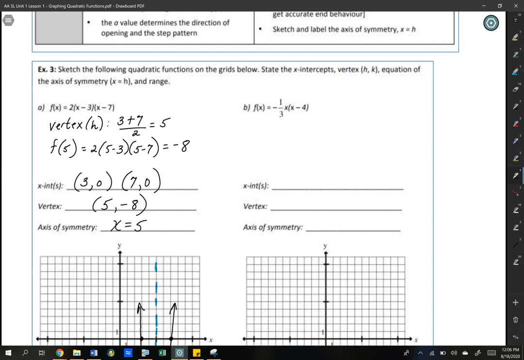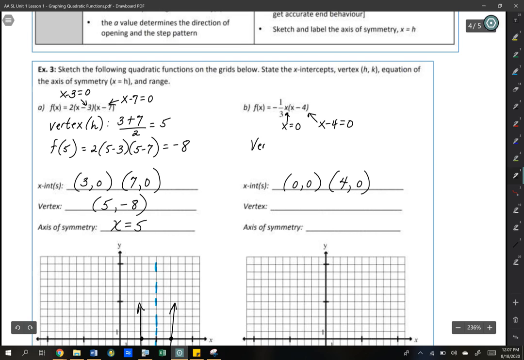Right, the x-intercepts here. So we've got x equals 0, and we've got x minus 4 equals 0, right? Before here we had x minus 7 equals 0, and we had x minus 3 equals 0. So our x-intercepts in this case are going to be 0, 0, and 4, 0.